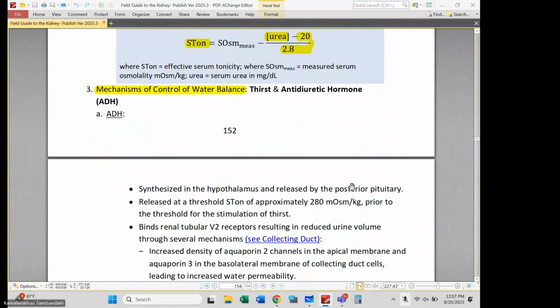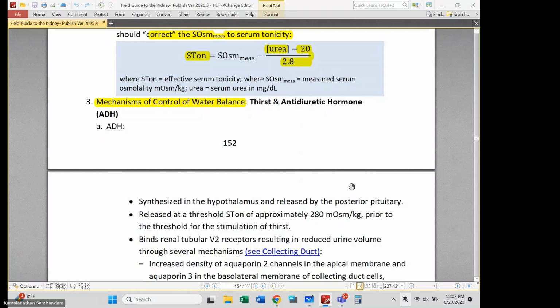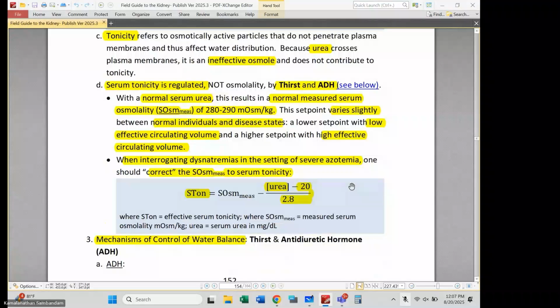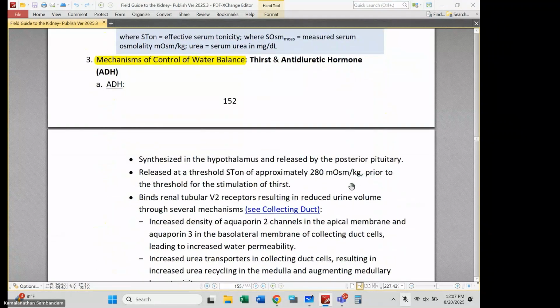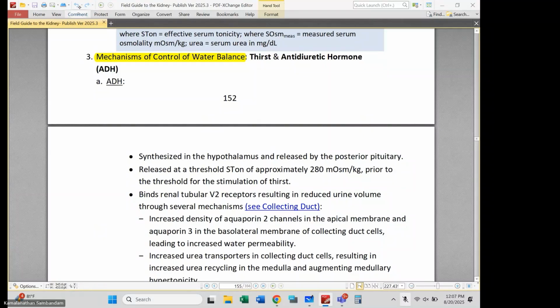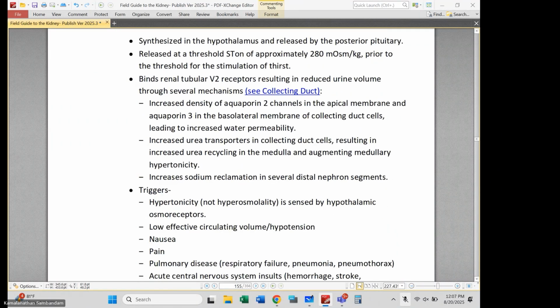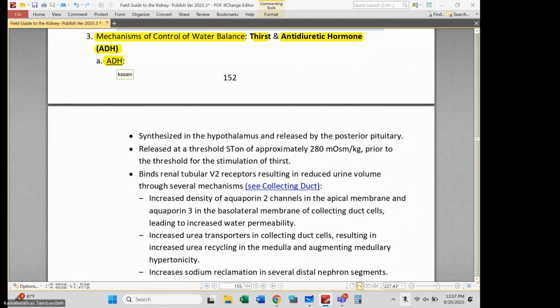Okay, so we were now about to talk about, we really took a lot of time to discriminate between tonicity and osmolality. And now we're going to discuss the effector mechanisms of modifying water balance. And the main effector mechanisms are thirst and vasopressin, or antidiuretic hormone. Okay, so let's talk about some of the physiology that underpins these effector mechanisms.